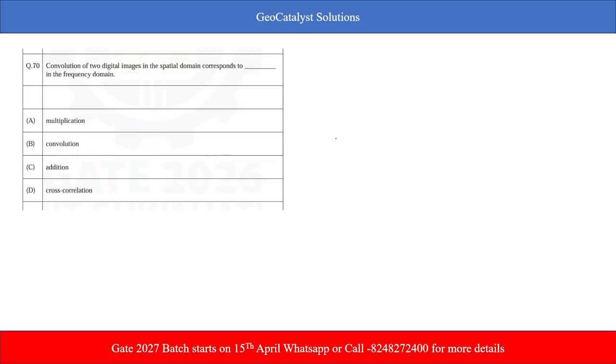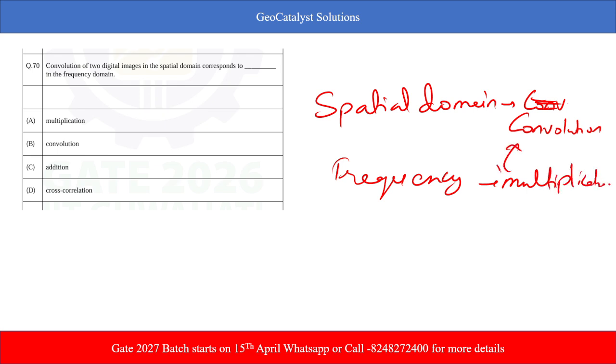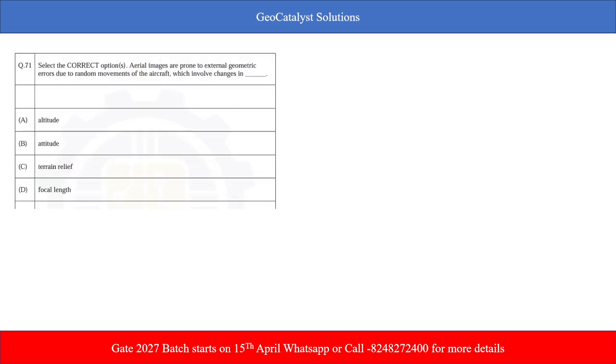Now, okay, so this is something we have read many times. A spatial domain convolution and frequency domain multiplication, both will be the same. So this can be vice versa also, but here convolution, multiplication will be the answer. Now 71.